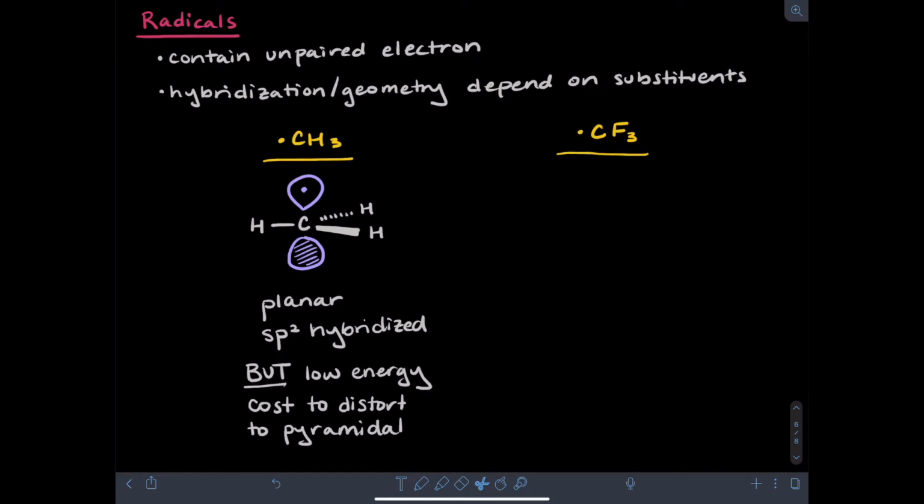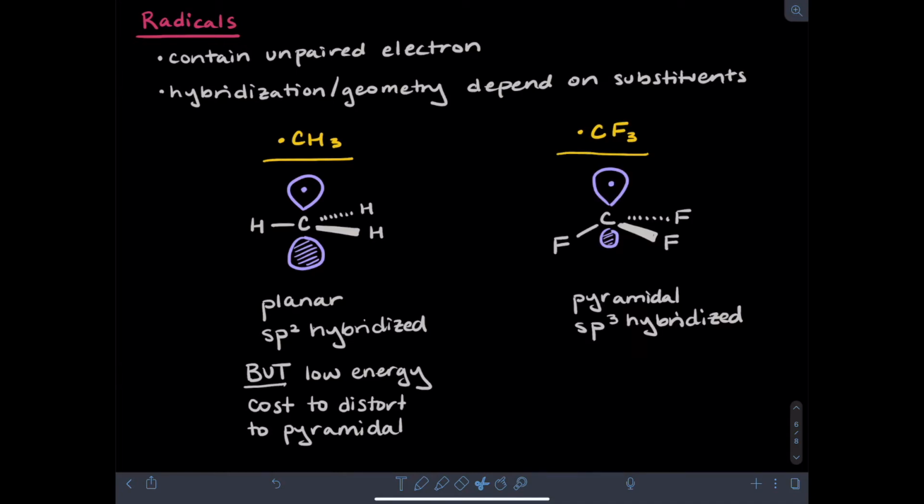But it's been observed that it's not very much higher in energy to be pyramidal, so you can think about the methyl radical as also having access to a trigonal pyramidal geometry. In contrast, the CF3 radical is trigonal pyramidal, and the carbon is sp3 hybridized. This means that the unpaired electron occupies an sp3 hybrid orbital. Fluorines are pretty close in size to hydrogens, so our explanation of this difference in geometry has to rely on electronic factors rather than steric ones.